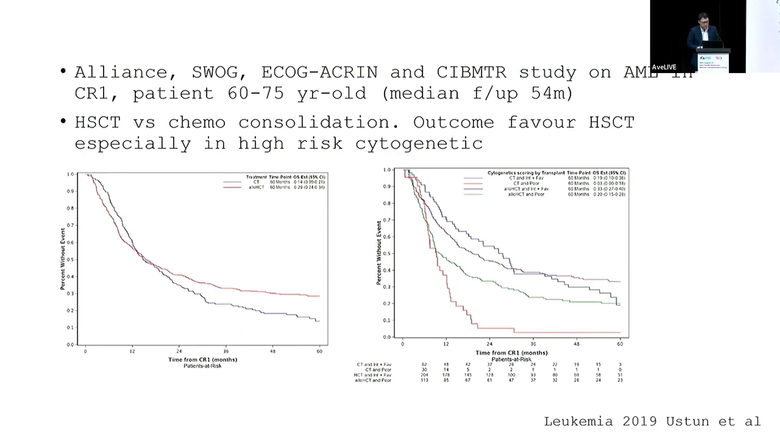In AML, in a similar study of patients 60 to 75 years old, they show that the HSCT group actually did better compared to just chemo consolidation. This is, of course, most apparent in the high-risk cytogenetics on the right-hand side. And for those favorable and intermediate risks, there wasn't much of a difference. But of course, we know that older patients usually have higher-risk cytogenetics.